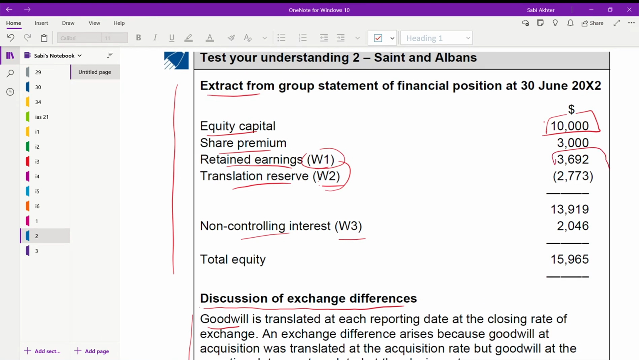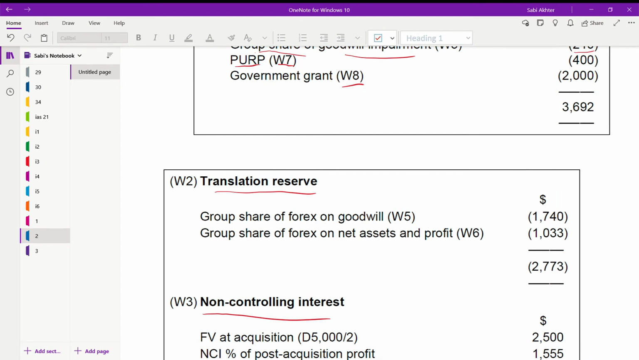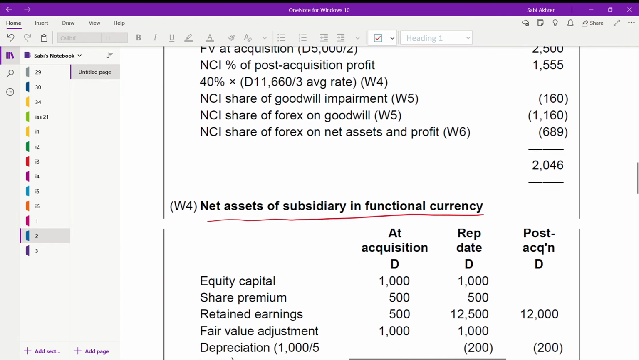So I don't have to come back to this table again. You just have to put the figure. I'm just going to go through the workings. Now let us go to the translation reserve. Translation reserve we cannot do without first calculating goodwill and movement in net assets and profit. So we'll come back to working 2 later. First we have to finish net asset.